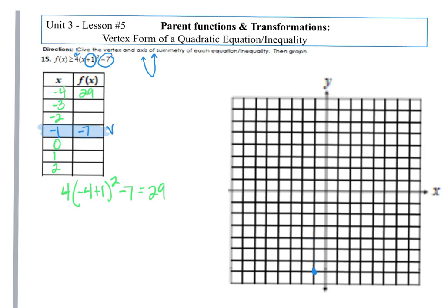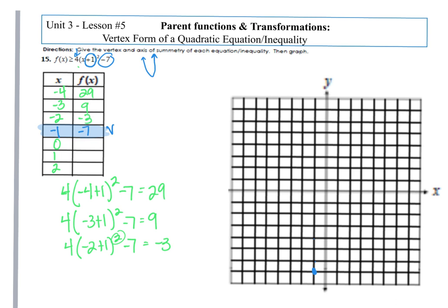Next, we plug in negative 3 for our x's. So 4 times parentheses negative 3 plus 1 squared minus 7, and we're going to get out 9 for y. Next, plugging in negative 2 for x. So 4 on the outside. Again, that's what our equation starts with. It starts with 4 times (negative 2 plus 1) squared minus 7. If you're not getting these answers, I would maybe check to see that you are squaring, have your exponent on the outside of your parentheses. Okay, and we would get negative 3.